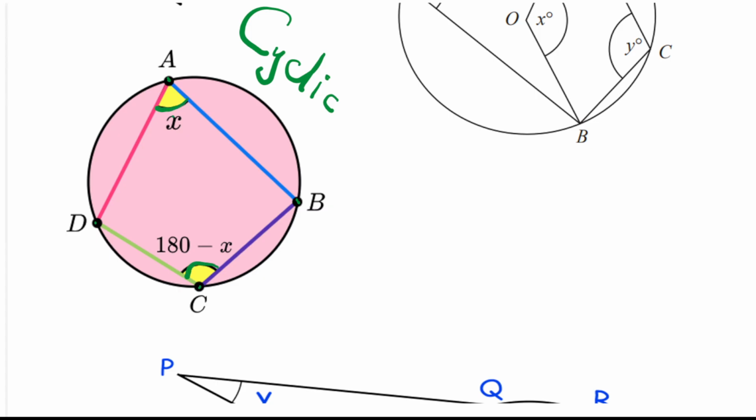So x plus this one makes 180. So if x is 80, this is just 100. They should add up to 180. So this is 80, that means this 100. Now if this is 50, for example, the opposite one, which is D here, is going to be 130. They add up to 180. And these also add up to 180.